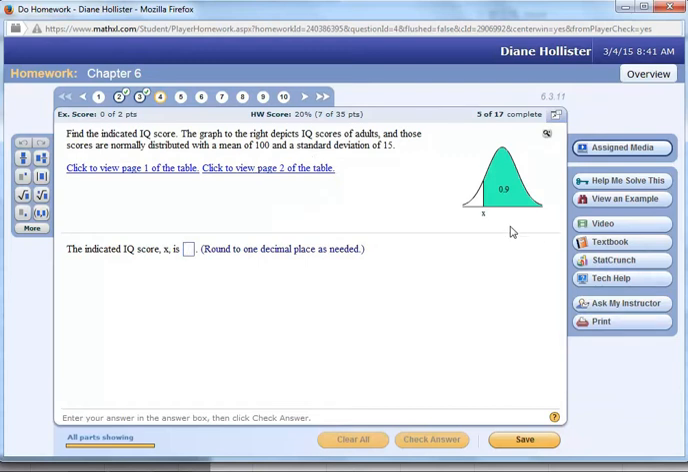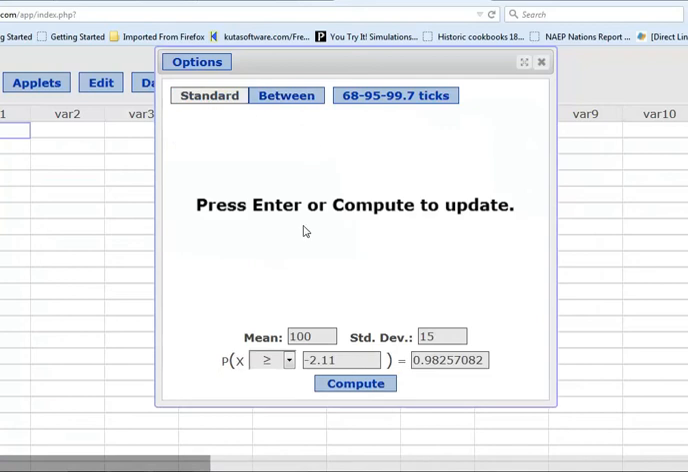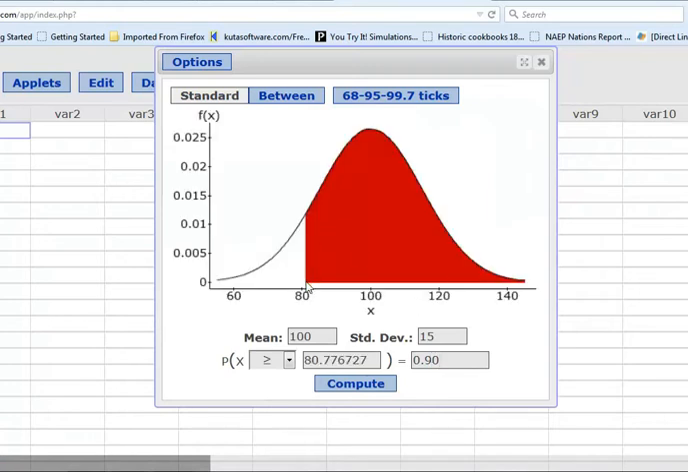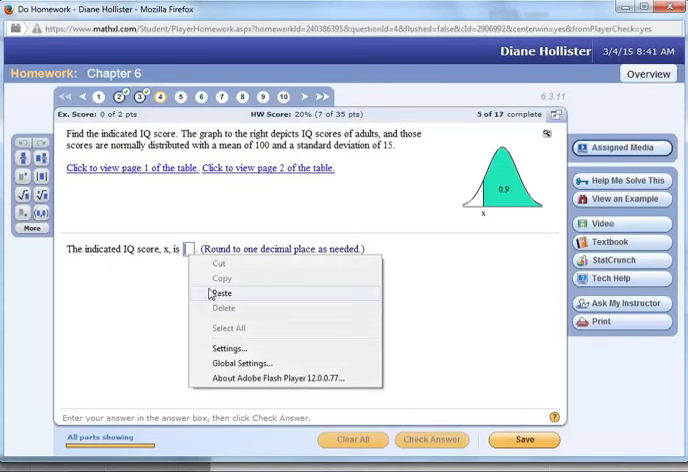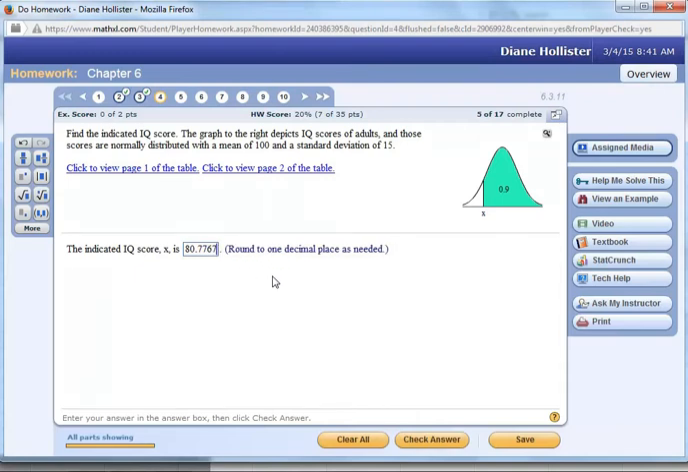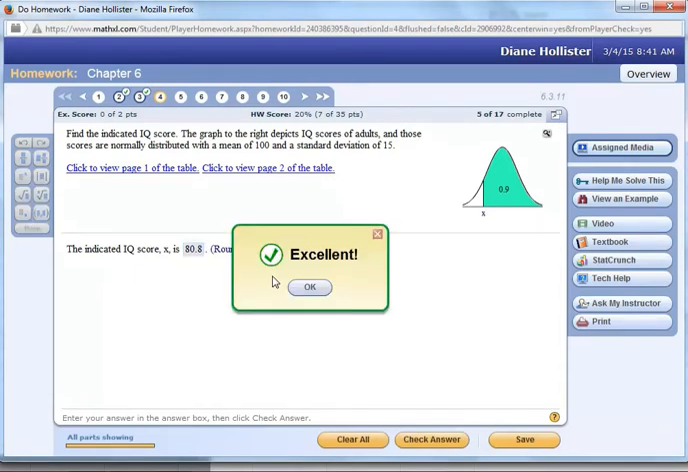Number 4 asks us to find the score that cuts off the bottom 10% and the top 90%, separates the bottom 10% and the top 90% of the area. Standard deviation is 15, the mean is 100. So we can go back to the values we had before. We're going to go back to the standard screen. Mean is 100, standard deviation is 15. But we want to know where's the area, the score that cuts off the top 90%. Any IQ greater than 80.776727 marks off the top 90%. So we can come back in here and paste it, and it says to round to 1 decimal place, so we would round to 80.8.